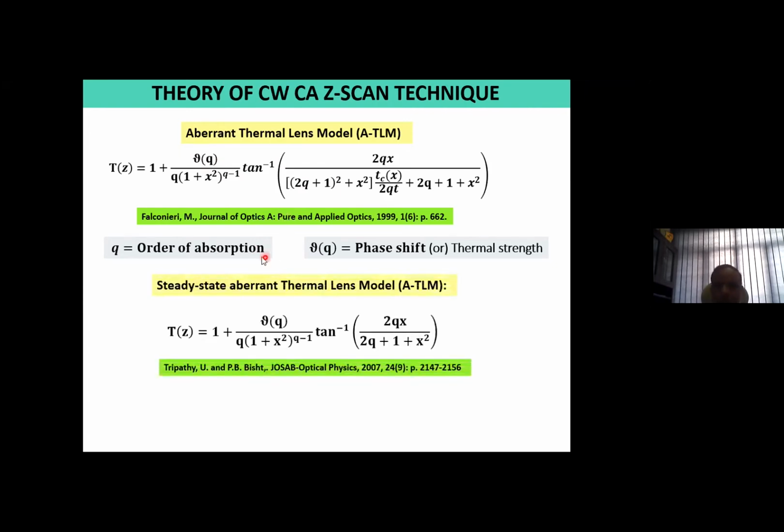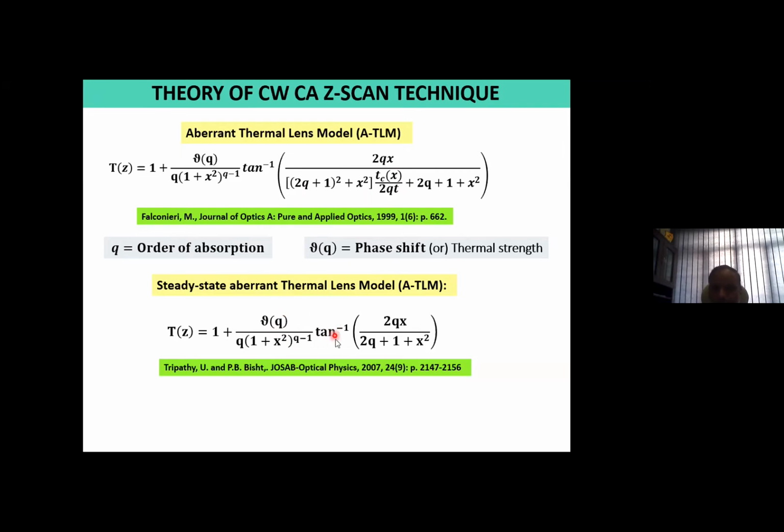Later on, during my PhD time, we modified this expression for the steady state condition by removing the time part, because mostly with a CW laser, when you don't use a femtosecond laser with a high repetition rate, you are directly using a CW laser. You can directly use this expression instead of that by omitting the time part from there.